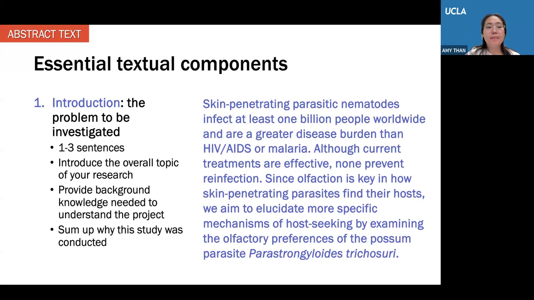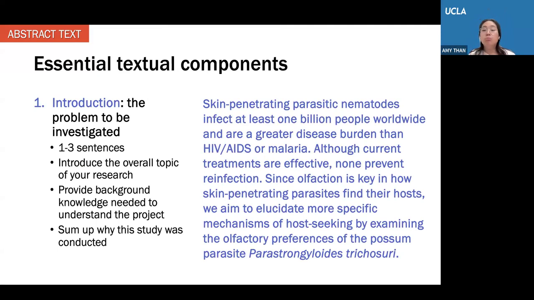Some components of the actual abstract text include first the introduction. So we want to introduce what problem you investigated. This could be 1 to 3 sentences. It will introduce your overall topic of your research. Also, it will provide background knowledge needed to understand the project. This is essentially a summary of why this study was conducted.